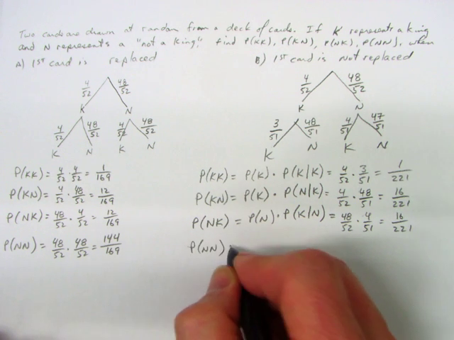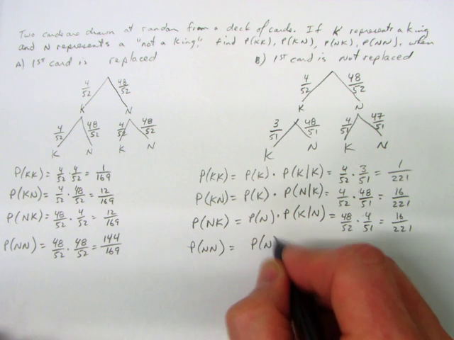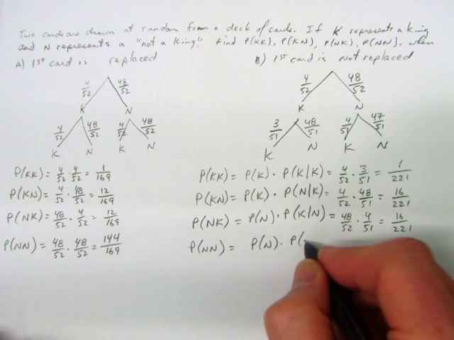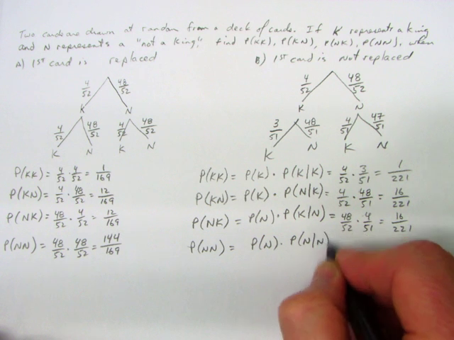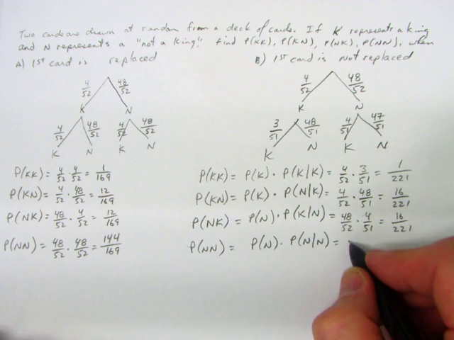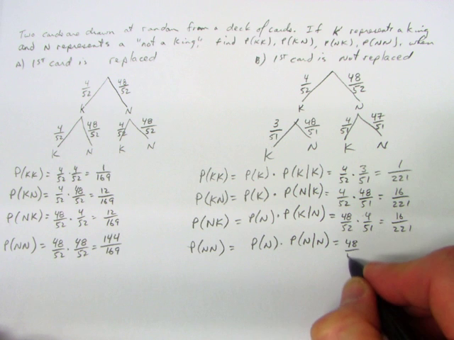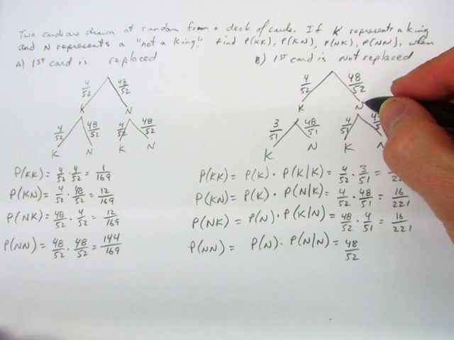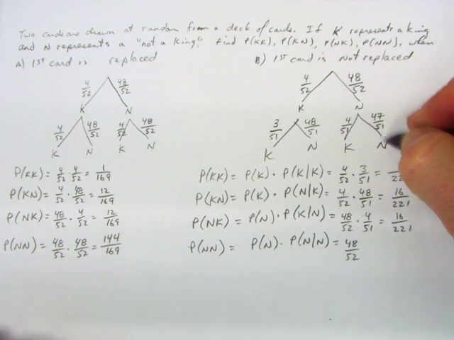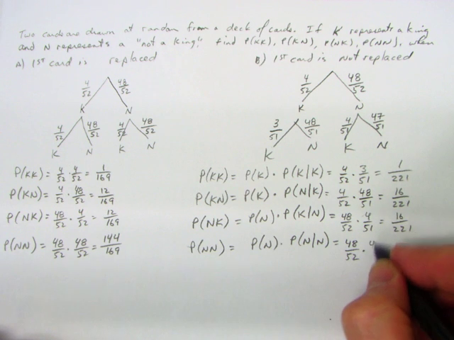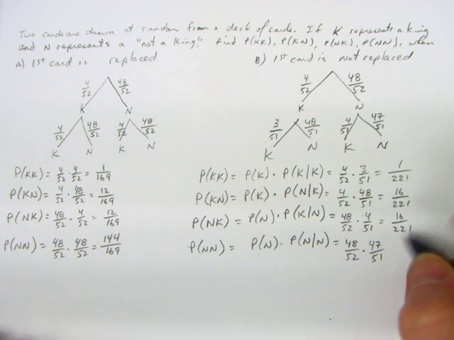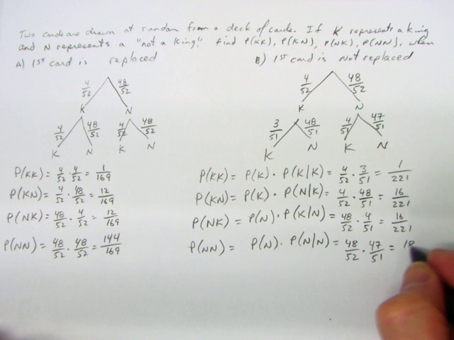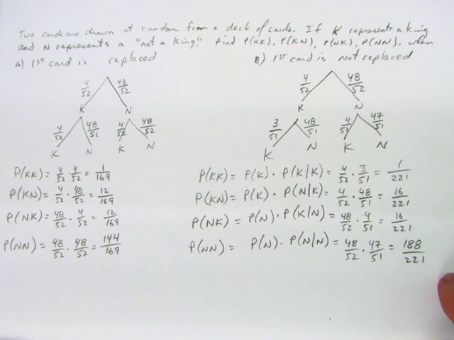And then the probability of no king, that would be probability no king times probability no king given that the first card was not a king. So that would be 48 out of 52. That's the first one. And then the second one we want to be not a king as well. So that would be 47 out of 51. And that would give us 188 over 221. And that's all there is to that.